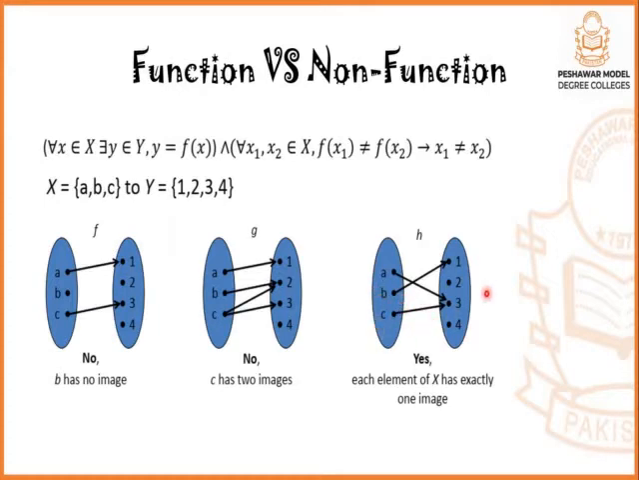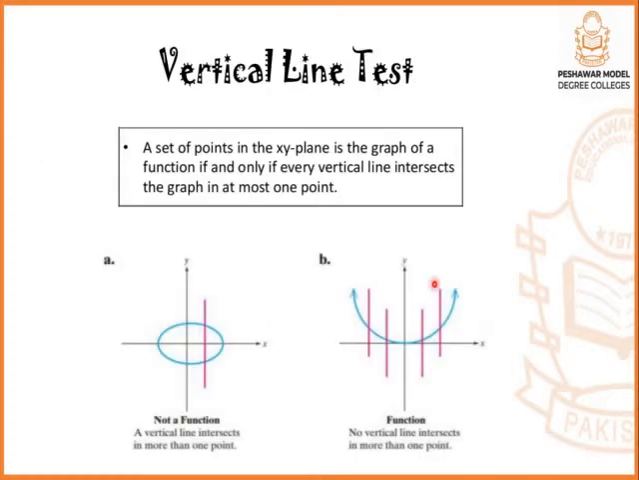Now H is a function because each element of X has exactly one image. Next is vertical line test. Why do we use vertical line test? It is a test basically used to check whether the graph is a function or not. A set of points in the xy plane is the graph of a function if and only if every vertical line intersects the graph in at most one point. Now I explain it with the help of an example.